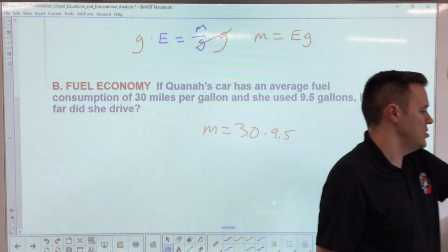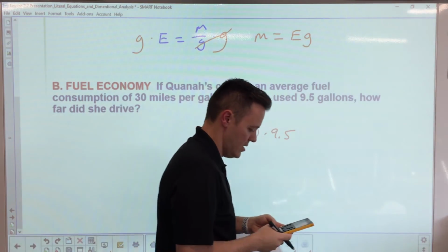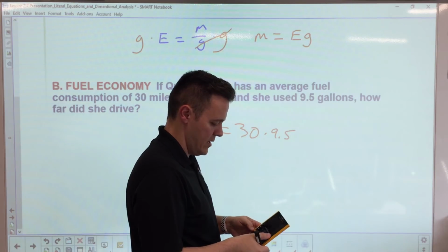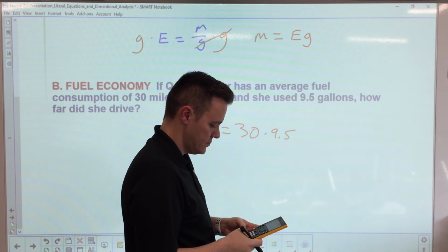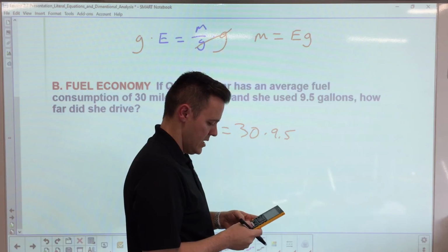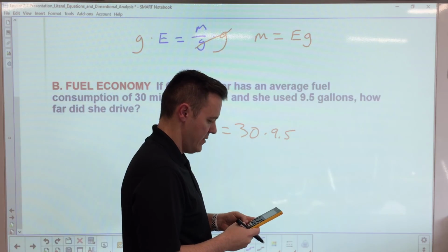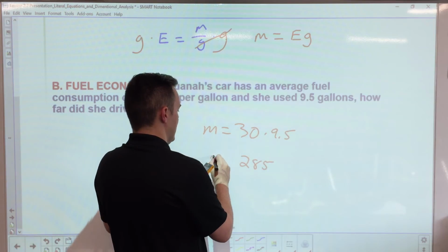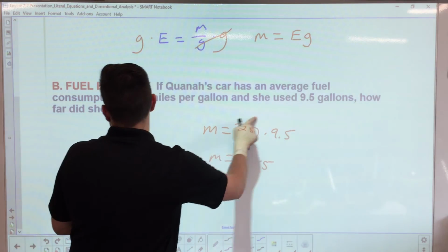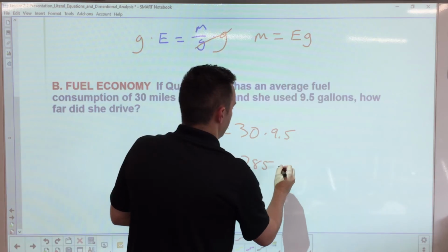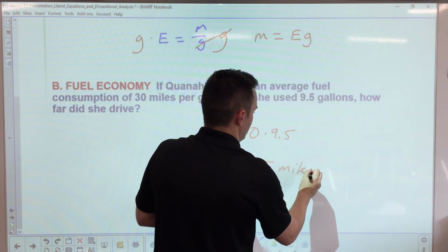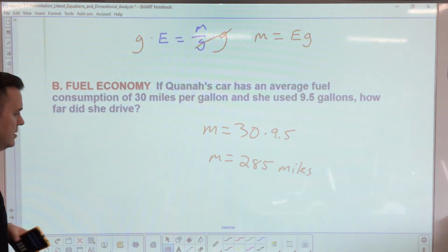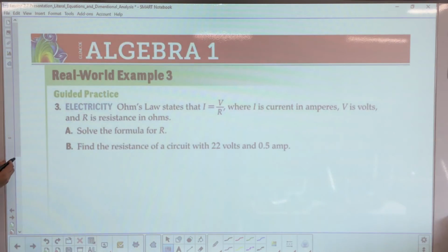So how much did she use? Let's grab our calculators. Turn this bad boy on. 30 times 9.5 comes out to be 285. Do you leave it like that? No. How far did she drive? 285 miles. Please make sure you guys label these, okay? Your turn. Try this one out.